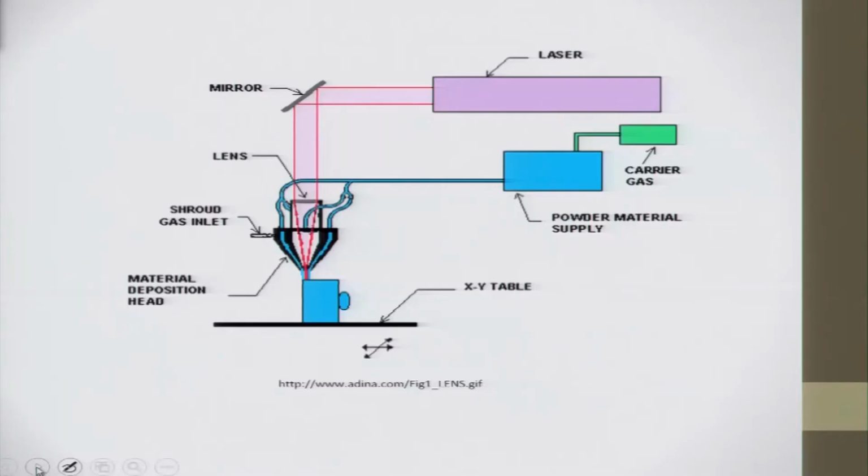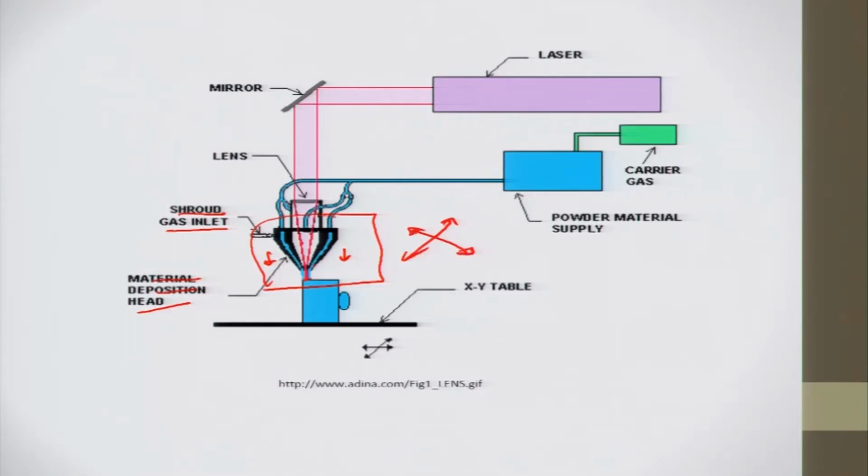So in this process, I would just try to brief this. In this case, the laser is there and the powder material is supplied. Both are supplied simultaneously. At the specific point where the powder material is supplied, the laser is simultaneously sintering the material. So what is happening? The powder material is applied, the laser light is sintering it, and there is a shroud gas inlet. The material deposition head has the laser and powder material supply. Then the XY table is moving it in two directions, X and Y.